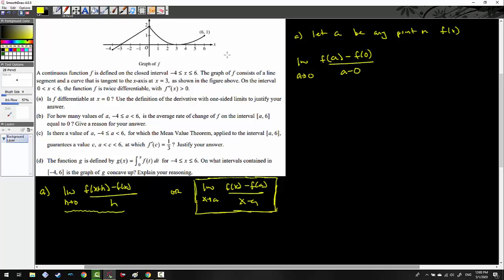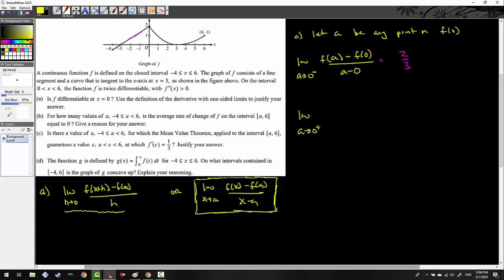So what am I doing here? Well, I'm letting a be any point, and I'm letting the distance between a and 0 get infinitely close. Now, I want to do this just from the left side, because from the left side, I'm going to be looking at this line right here. This line here, the slope is positive 2/3. If you do your rise over run, it'll become 2/3, but more importantly, this thing is positive, right? It's a positive slope.